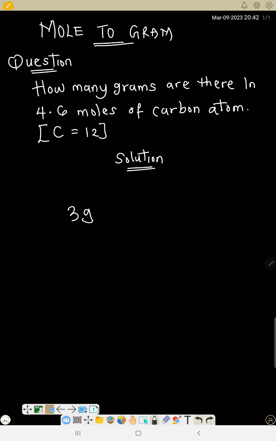Now for carbon, for example, the relative atomic mass is 12. Remember, if it is an atom, it's relative atomic mass. If it is a molecule, it's relative molecular mass. So the atomic mass for carbon is 12, but the molar mass for carbon will now be 12 grams per mole.